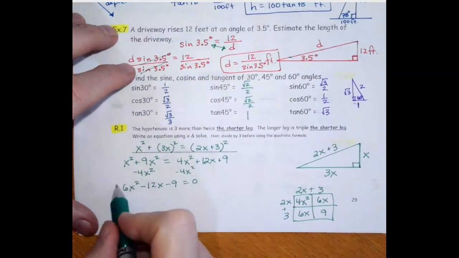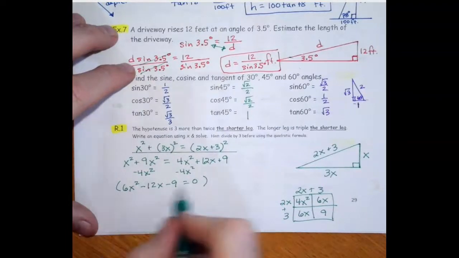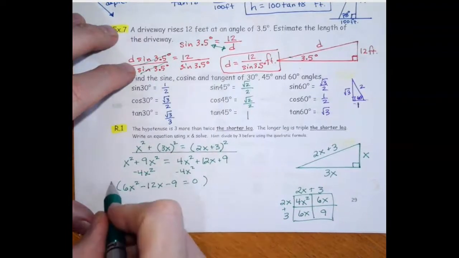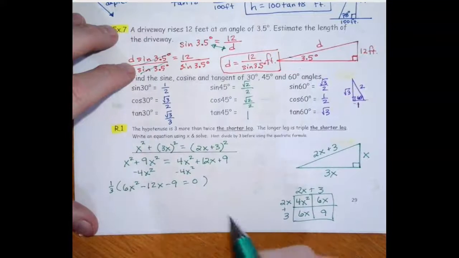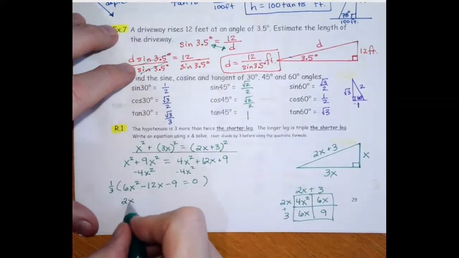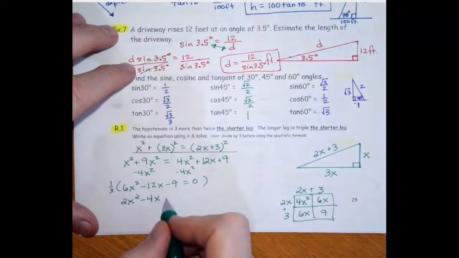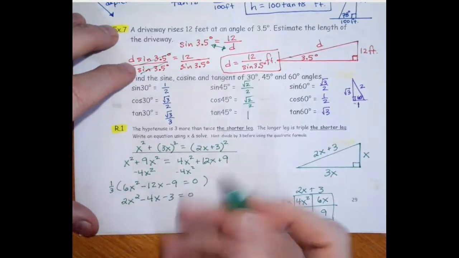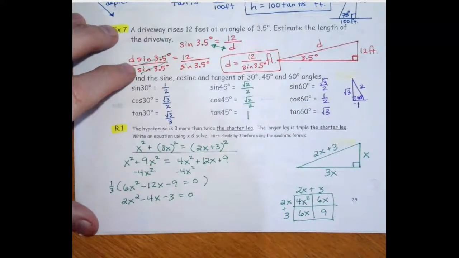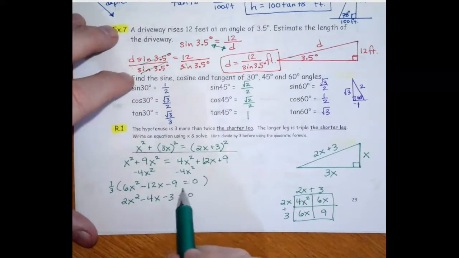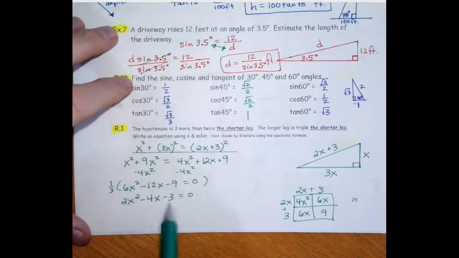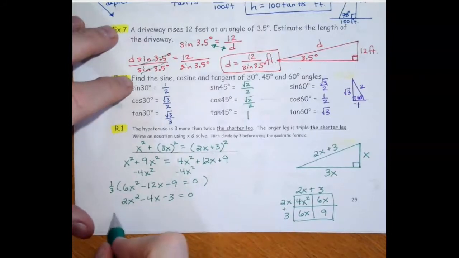Okay, so because we're solving, because there's an equal sign, we could divide the whole thing by 3. That's going to give us smaller numbers and make it easier. But we can only do that because we're solving. If we're factoring, we can't just factor out a 3 and throw it away. We would need to keep it. But this doesn't look like it factors, so I'm going to go straight to the quadratic formula.